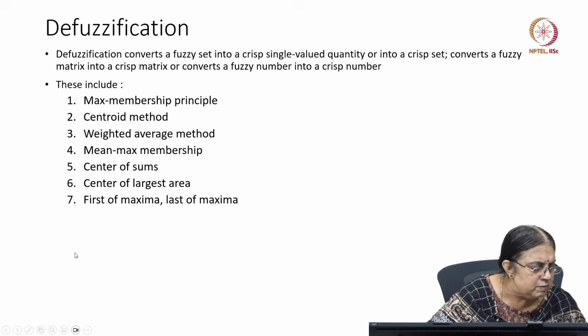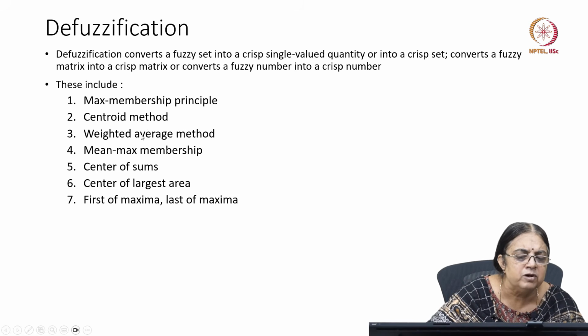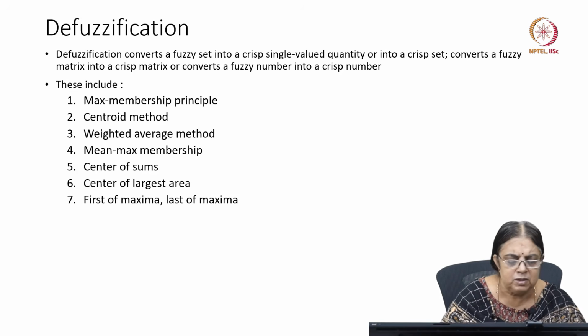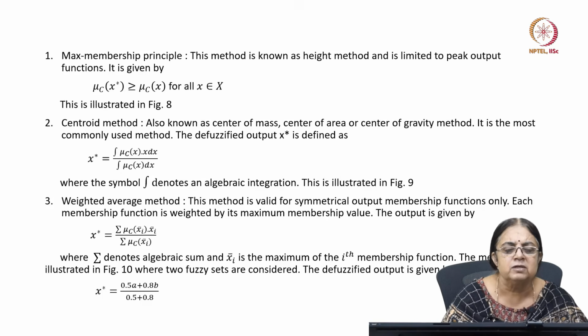The methods that we have are the max membership principle, centroid method, weighted average method, mean max membership, center of sums, center of largest area, first of maximum and last of maxima. So let us see how these methods actually work.